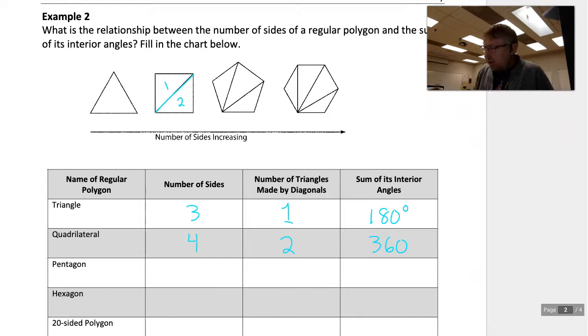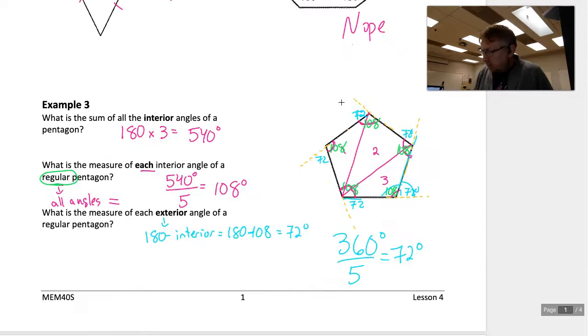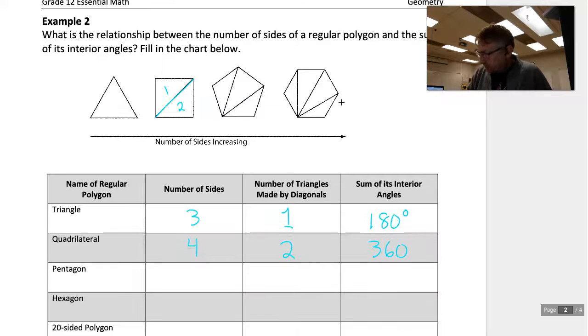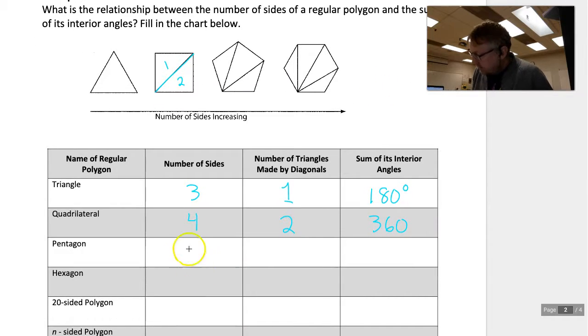We just did the pentagon like in the previous page right here. How many sides does a pentagon have? 5. Pentagon. How many triangles can we make? We were able to make 2 lines, which makes 3 different triangles. Each of those triangles is worth 180 degrees, and so that's why we got 540 degrees as the number of degrees inside of a pentagon.